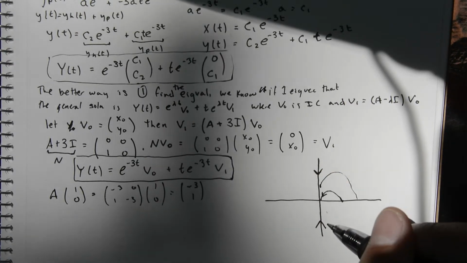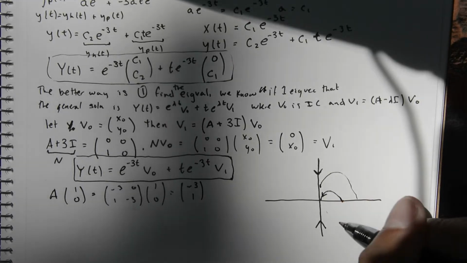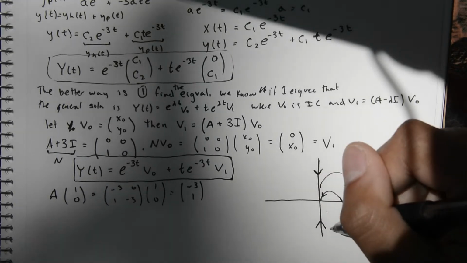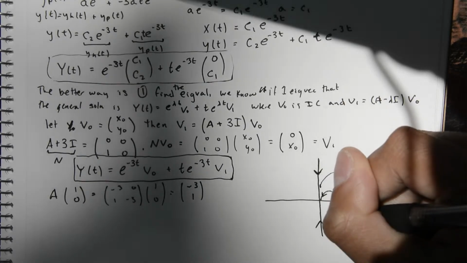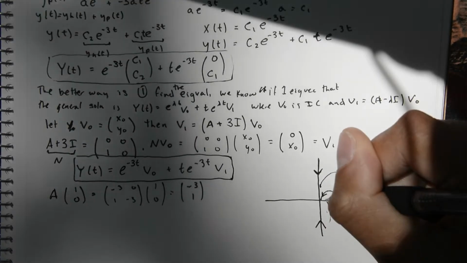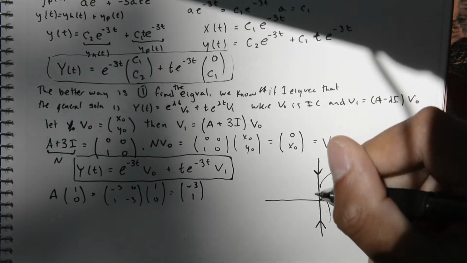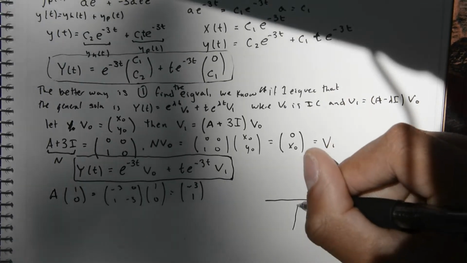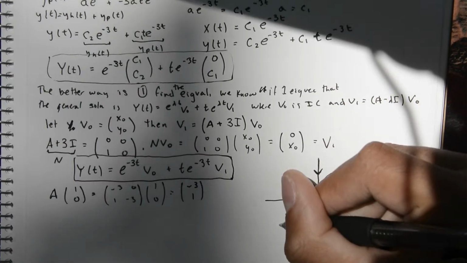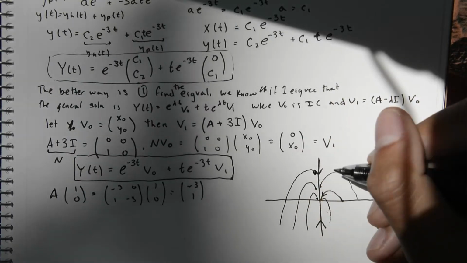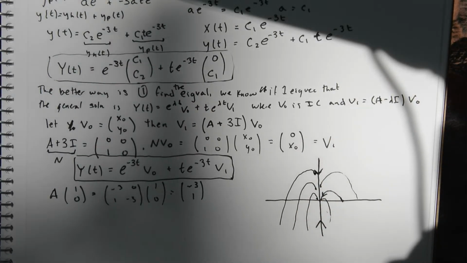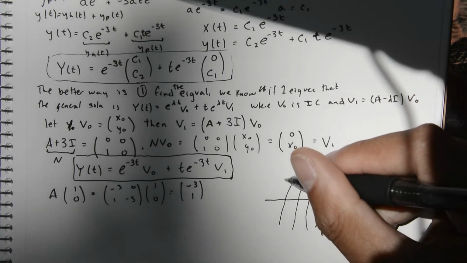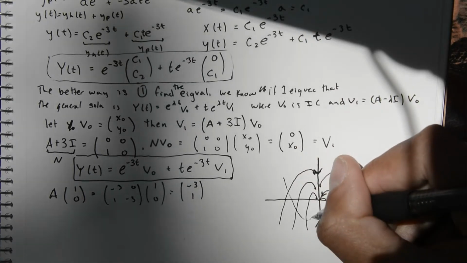And then what about these solutions? Probably these solutions too are like this, and then these solutions probably go like this. Oh, wait, is that true? No, no, this is wrong. This is going to go like this way.